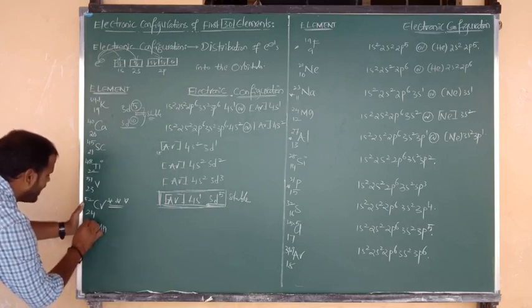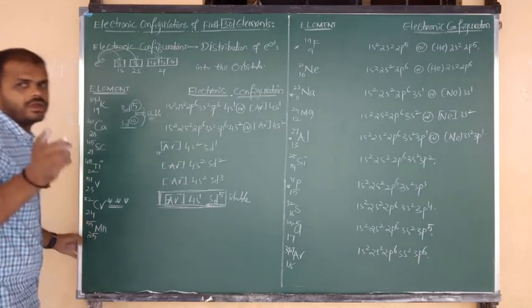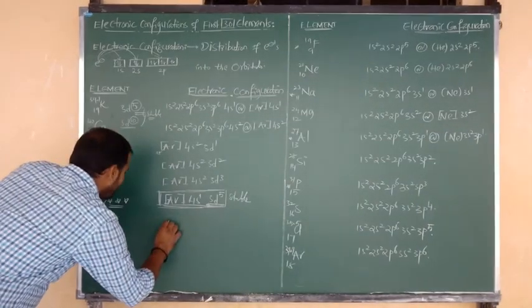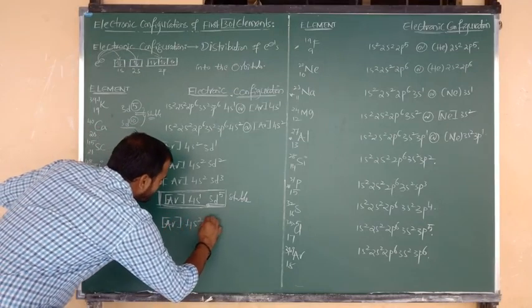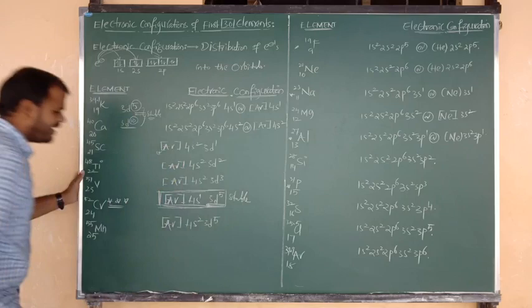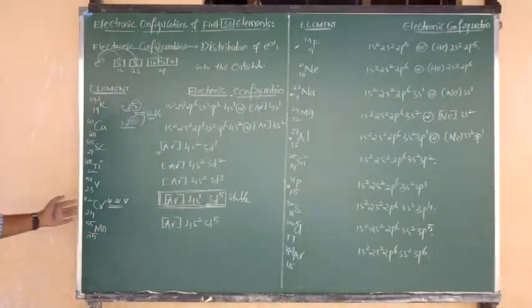Next one is manganese. Atomic number is 25, mass number is 55. Manganese has atomic number 25, total 25 electrons, so again we have to write the short form. Argon 4s contains 2, 3d contains 5. Argon contains 18, 18 plus 2 is 20, 20 plus 5 is 25 electrons.